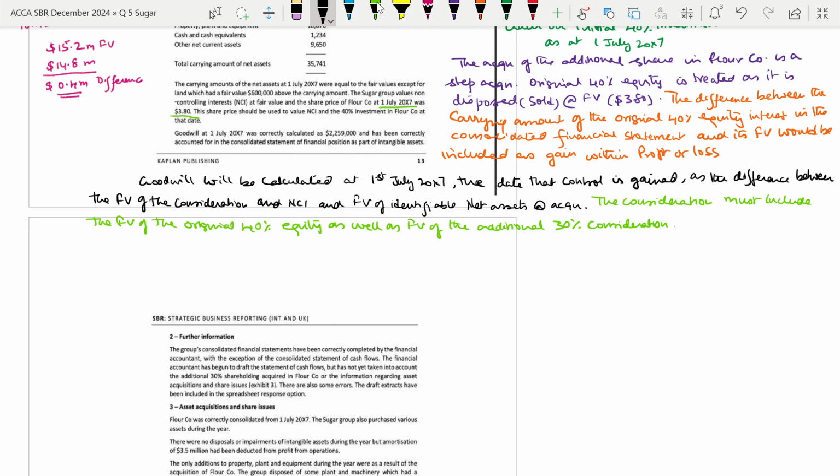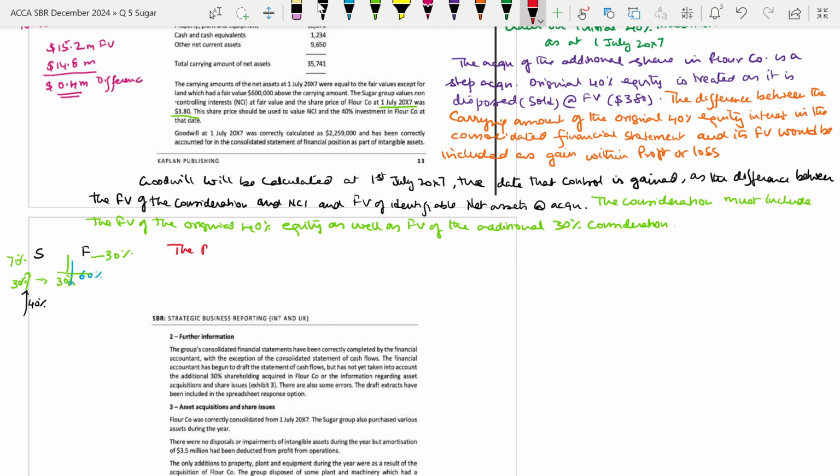See what's happening. This is the sugar, this is the flour mill. They have 40%, and these people have 60%. Now this is increased by 30%, which means this will be decreased. Previously they had 60, and now you have to increase 30 and proportionately value it. This will become 70%, and this will become 30%. Very interesting and very critical also.